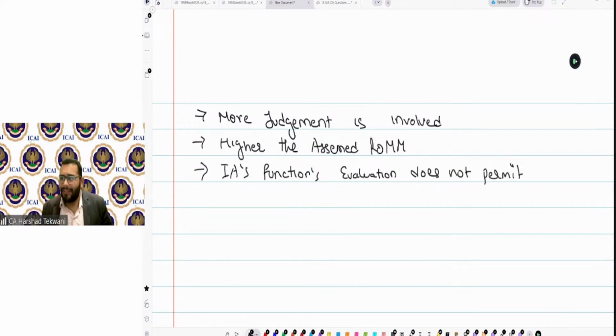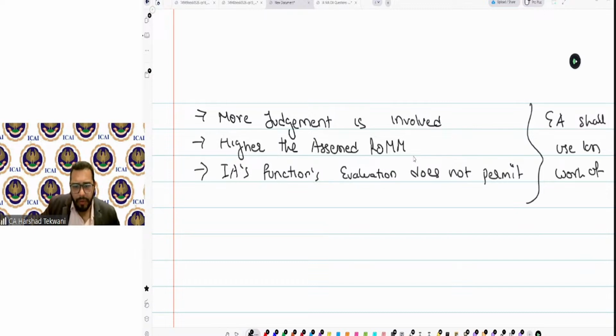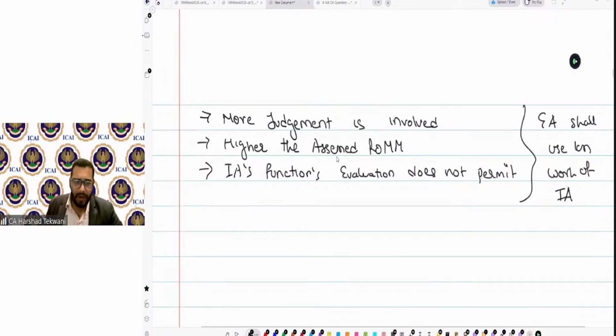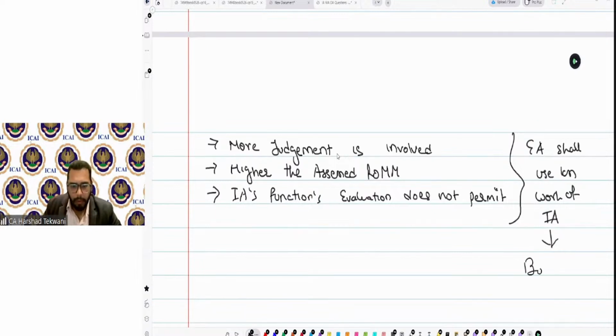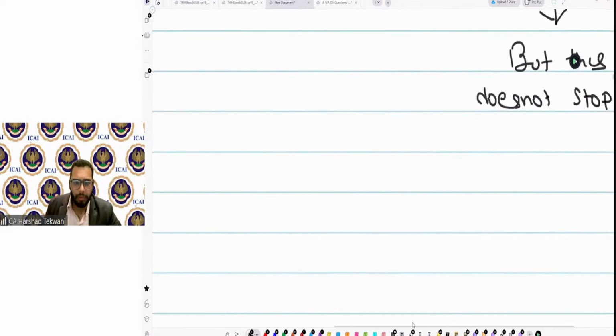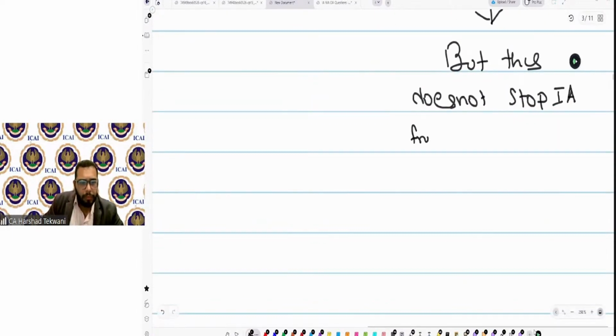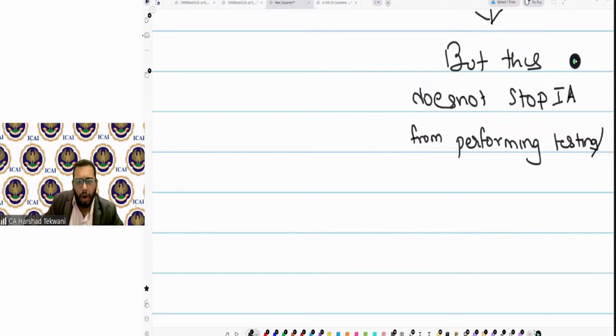So over there, the external auditor shall use less work of the internal auditor. Fine, we have learned it this way, but this does not stop the internal auditor from performing testing or work in those areas.